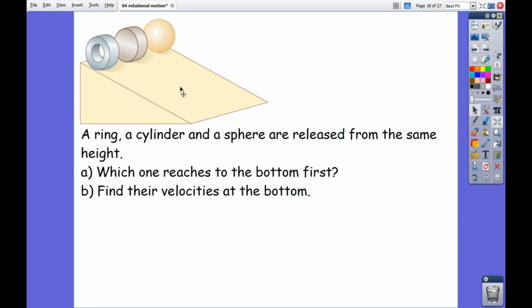Here, an example. There are three objects here. A ring, a cylinder, and a sphere are released from the same height. Which one reaches the bottom first? Find their velocities at the bottom.